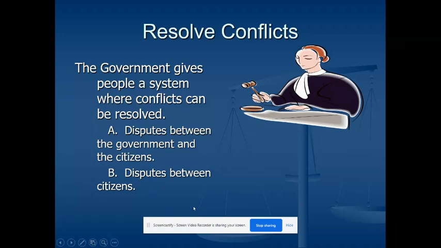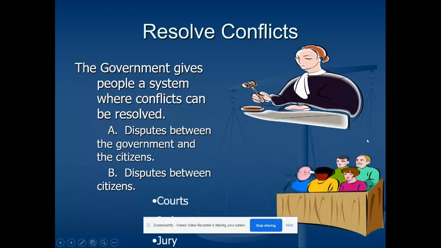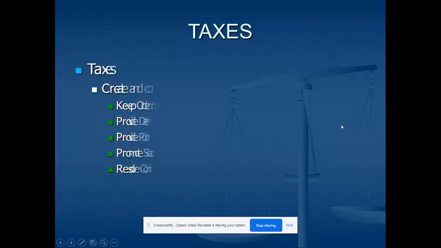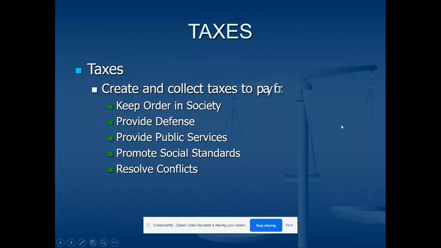And so those 5 functions are the things that all governments do, but you have to have a way to pay for them. So the next function is taxation. And it's really not a function as much as it is an overarching umbrella of all the other functions. You can't keep order in society, provide defense, provide public services, and promote social standards and resolve conflicts if you don't have taxation. And that's where we debate.